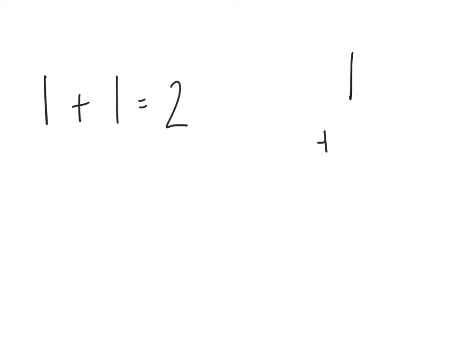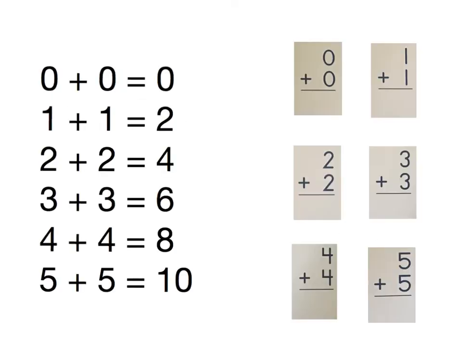1 plus 1 equals 2. So this is the same number sentence or same fact, and this is how we read it. We start from the top and we say 1, and then we write the plus symbol next to the second number down here. So it's 1 plus 1, and this line right here is like the equal symbol. So we have 1 plus 1 equals 2.